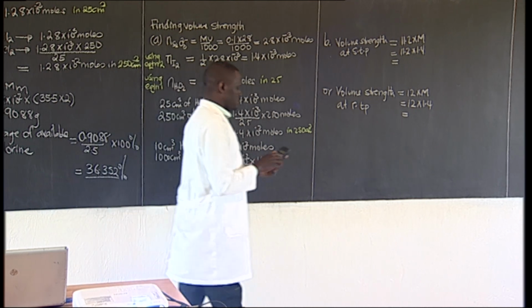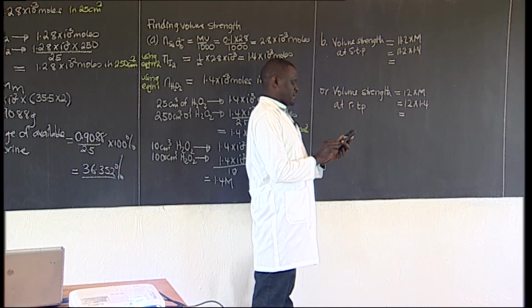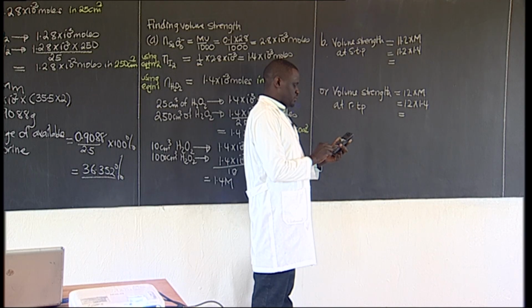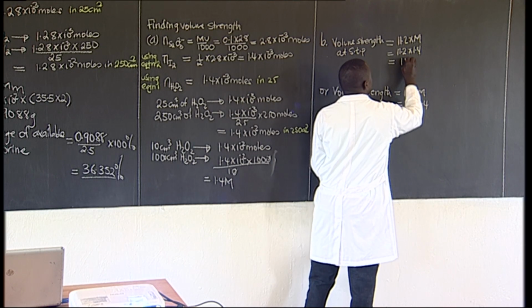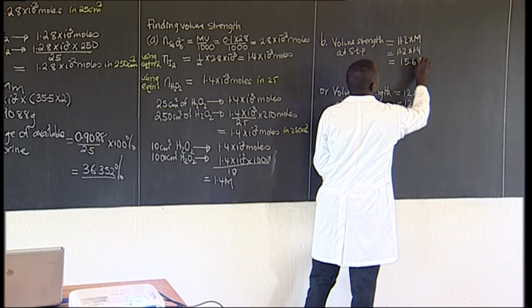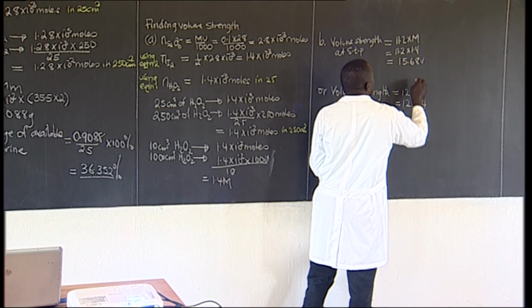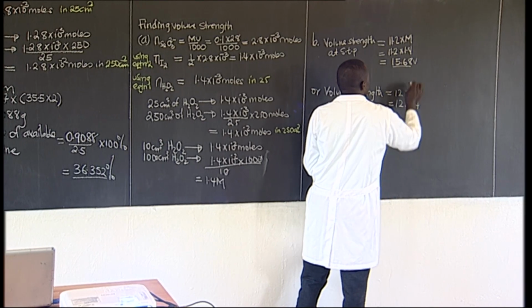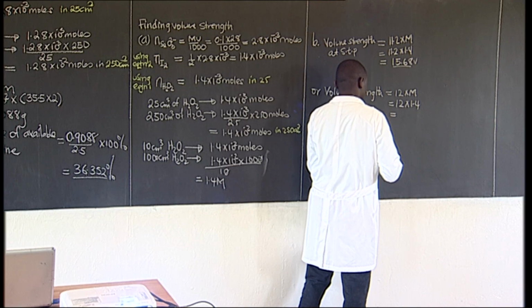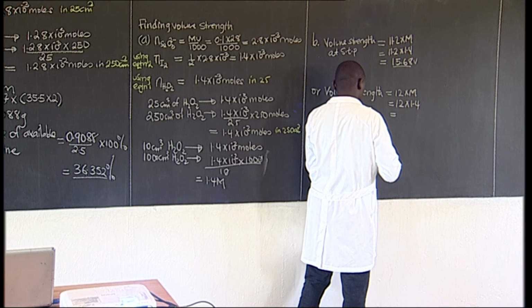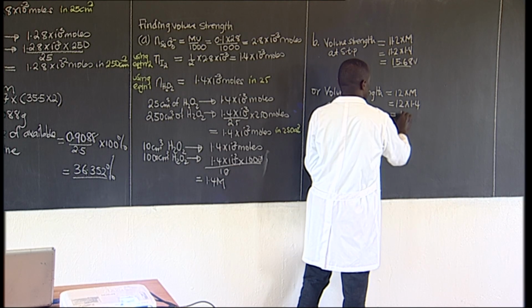So we are going to do like this. Answer: 11.2. I'm going to check to see if your answers are correct. Actually, here we have 15.68 volume by volume. Then here is volume strength. So here we shall have 12 times 1.4. So our volume strength will be 16.8.